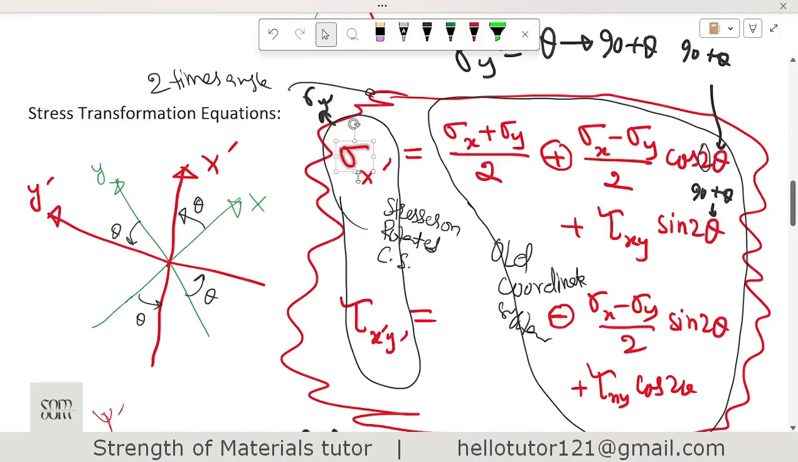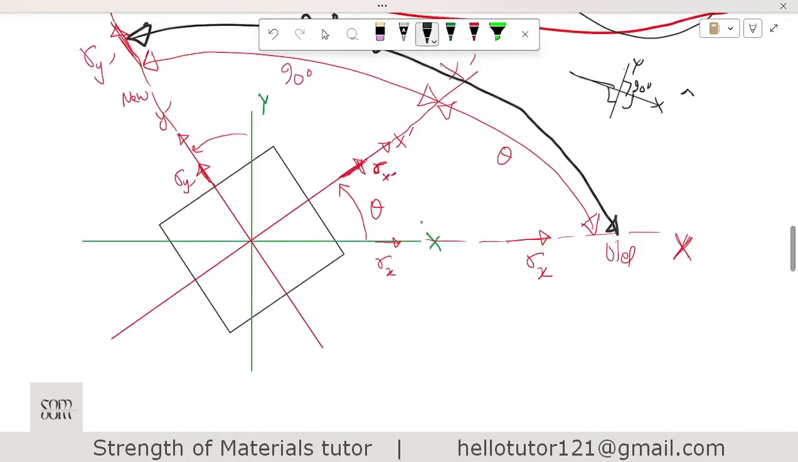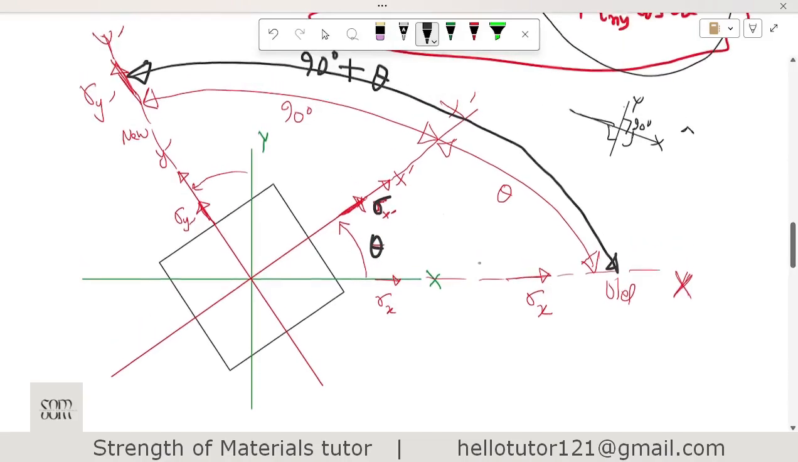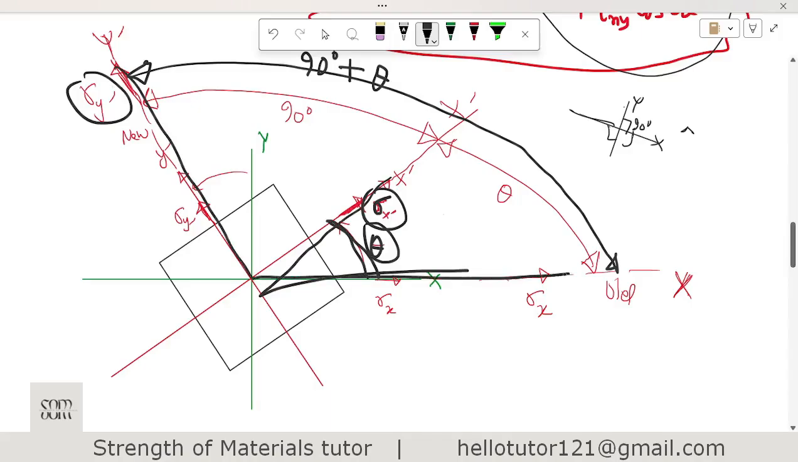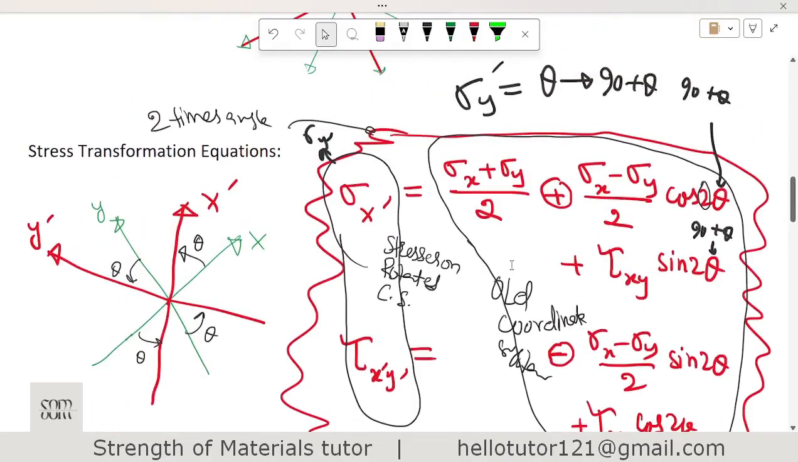Initially you got sigma x prime because of theta, because theta is the angle between them. Now the angle is 90 plus theta, so you get sigma y prime. Initially it was theta, so it is sigma x prime because of the angle between them. Now the angle is 90 plus theta, so you got sigma y prime. I hope you understand this.